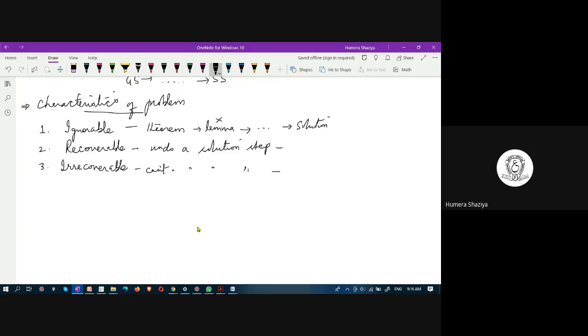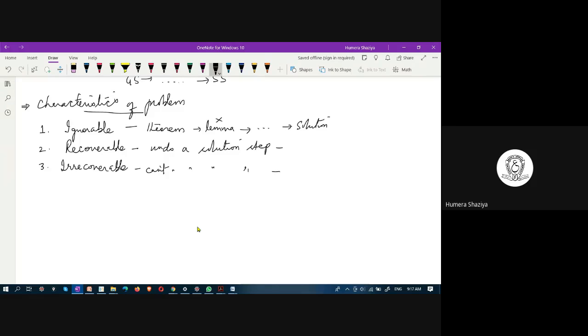And here, if you fill a water jug with water, there is a rule to empty the water as well. Therefore, if you fill it, you can remove it. But then irrecoverable kind of problems do not allow such an undoing process.